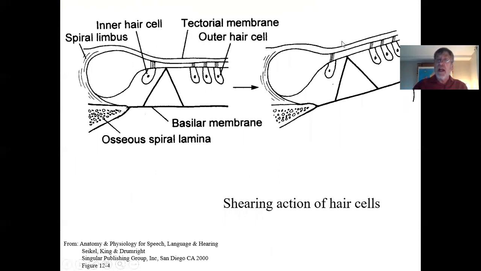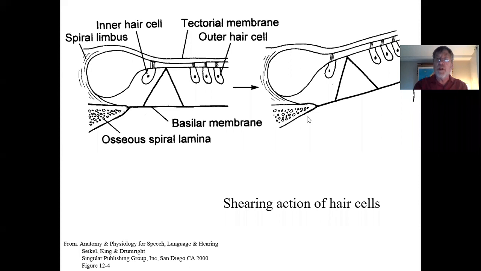This is at rest. And this is when the whole scala media gets bent due to the peak of the traveling wave. Notice that the hairs become sheared. And it's very important to note that it's not just like this. Think about it like, okay, much like that. You've got two hinges, one here and one at the top. I'll show it to you once again when we share screen. Two hinges, okay? Not just one hinge here where my palms are together. Otherwise, nothing would happen to the hairs there, okay? Nothing would happen. It's when you've got this motion happening. That's what I mean by the two hinges.